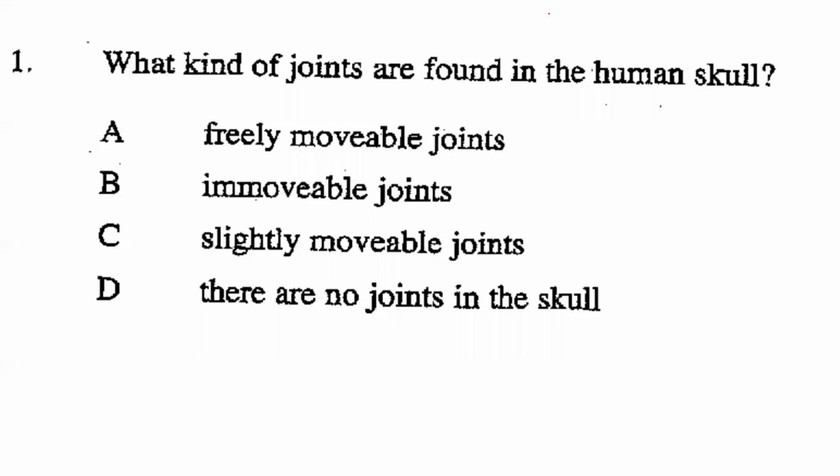Okay, Destiny. Can you read this question for me, please? Please write down the question and the answer, please. What kind of joints are found in the human skull? Good. Read the options as well, please. Freely movable joints, immovable joints, slightly movable joints, there are no joints in the skull. Okay, what do you think the answer is? A. D.